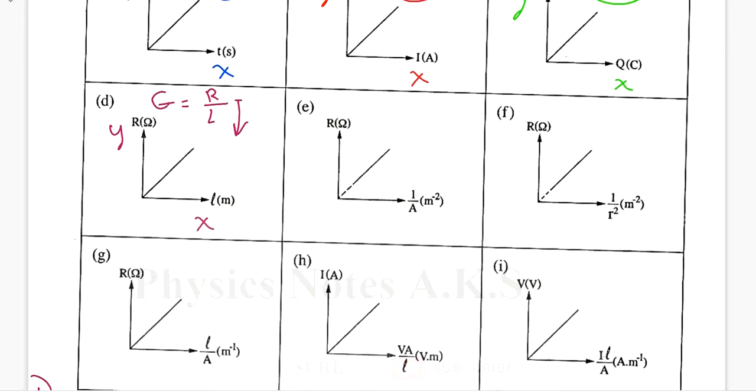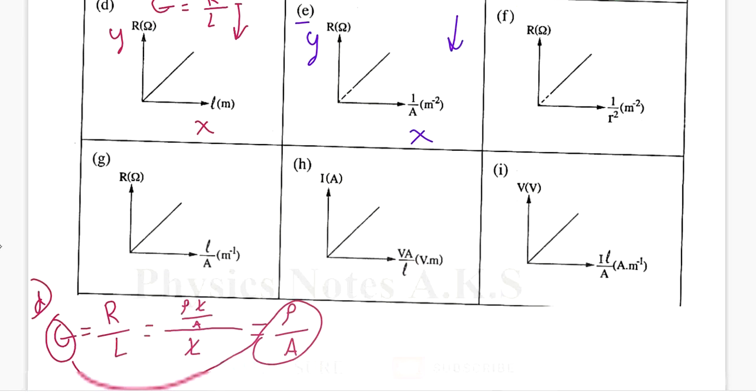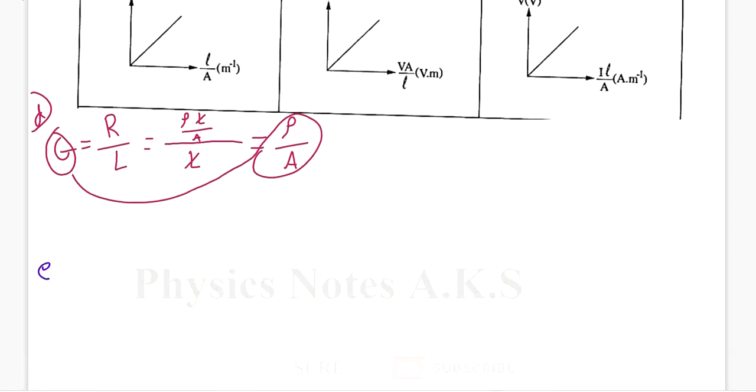In part E, let me change the color. In part E, the y is resistance and the x is 1 over area. Again, let me go down here. So for part E, we found that the gradient equals y over x. The y is resistance, and the x is 1 over area.